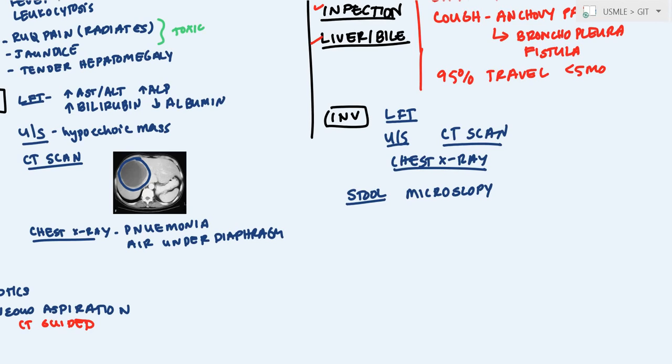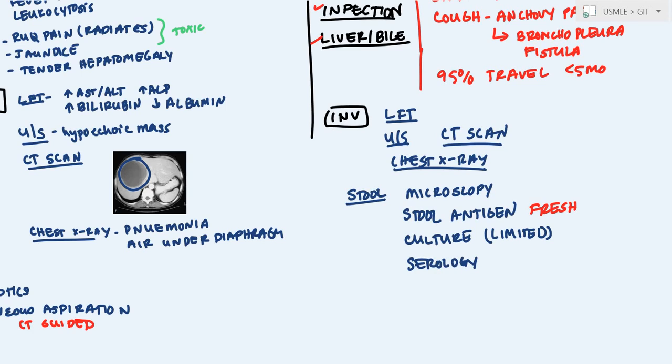So what you could do is try looking for the stool antigen. The only issue with this one is you need a fresh sample, so that kind of holds you back. Then the other one is you can culture it. Unfortunately, this is a good idea, but this is limited. You're oftentimes limited in availability and where you can do it. And finally, you can do serology testing for this as well.